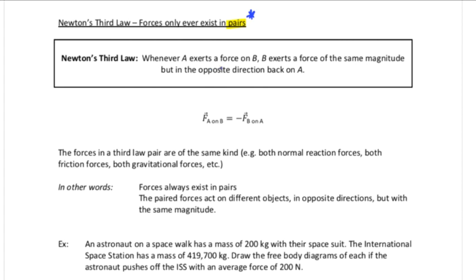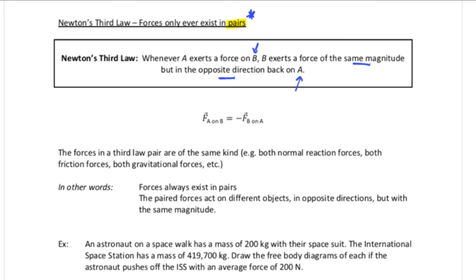Whenever A exerts a force on B, B exerts a force of the same magnitude, but back on A in the opposite direction. So a couple things: same magnitude, opposite direction, and notice that those two forces in the pair are acting on different objects. One's acting on B, and one is acting on A.